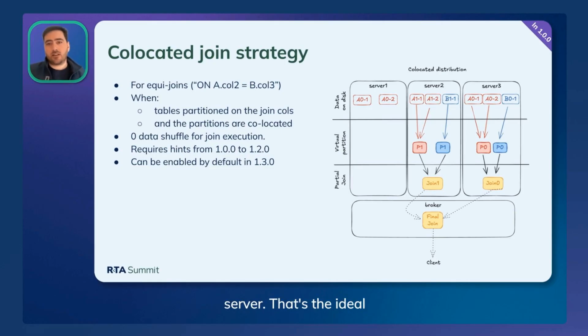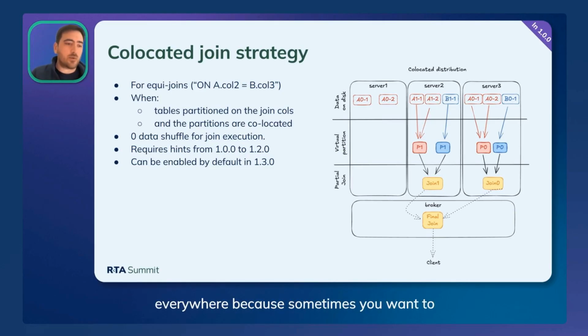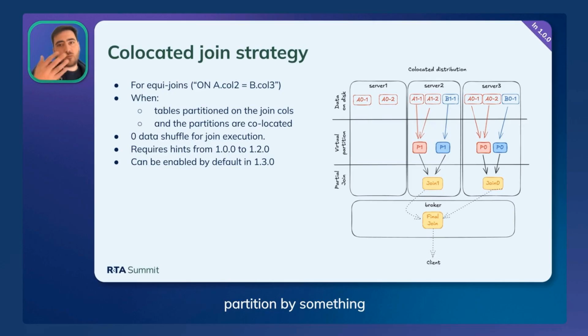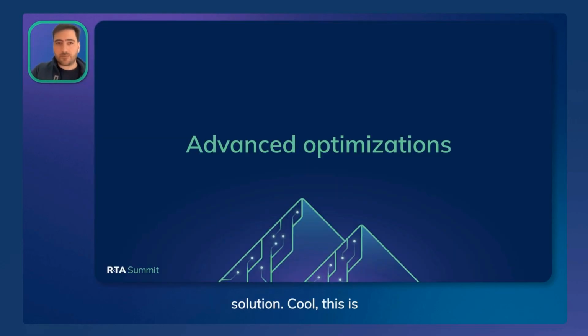That's the ideal case, but it cannot be applied everywhere because sometimes you want to partition by something but join by another thing. Well, in that case, you have the other solution, okay? Cool, this is mostly about distribution. How can you improve your joins? Okay, but there are some advanced optimizations you can apply to your queries.